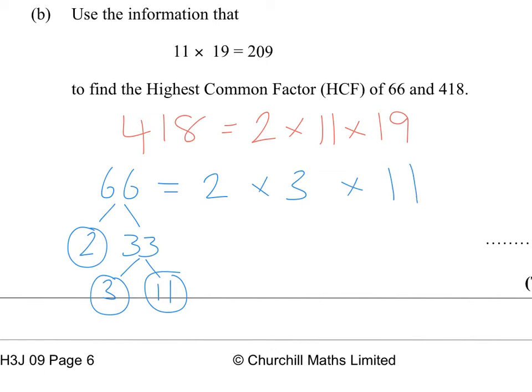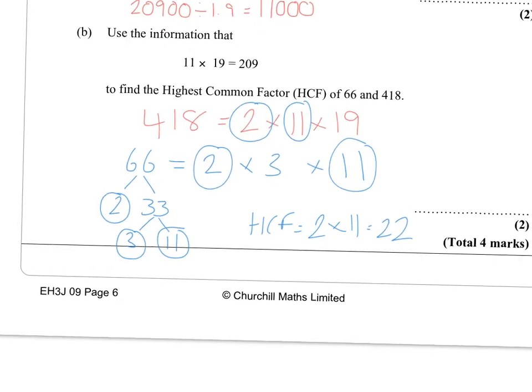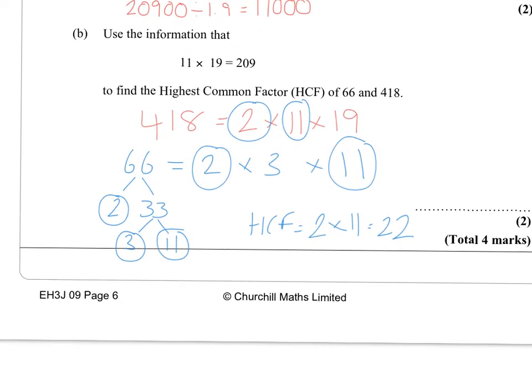So what do they have in common? What's the highest common factor? You look at what they have in common. They've got a 2 in common, and they've also got an 11 in common. 2 times 11, which is 22. So the highest common factor of 66 and 418 is 22.